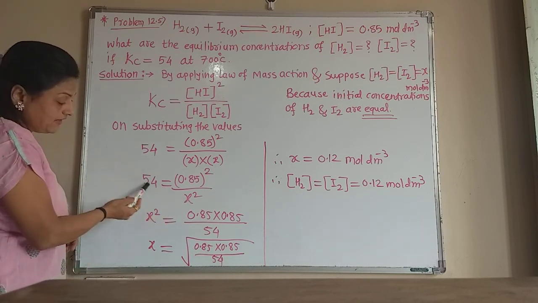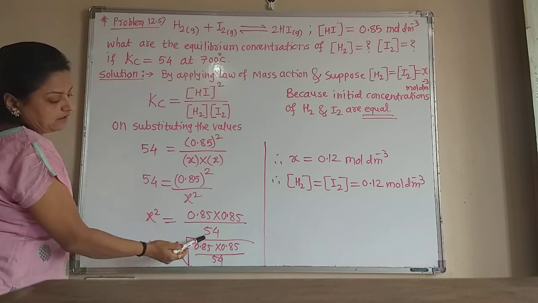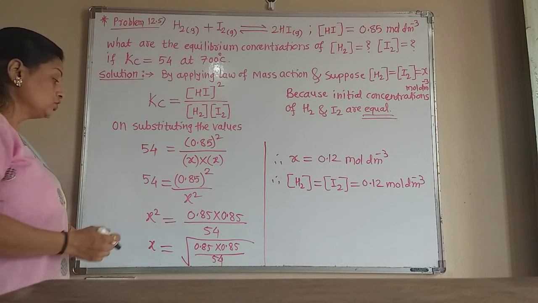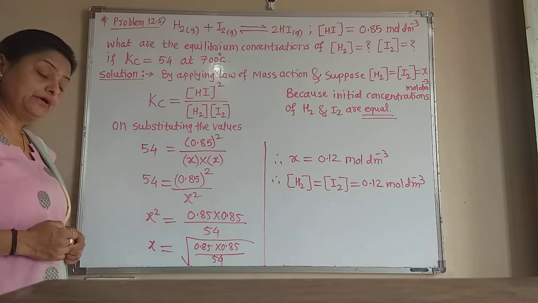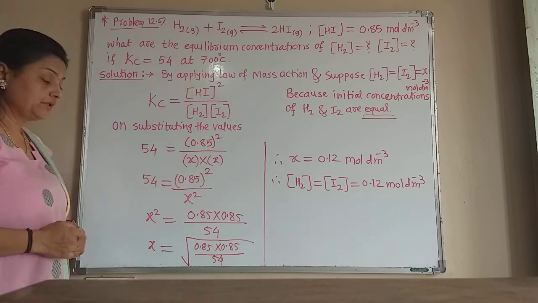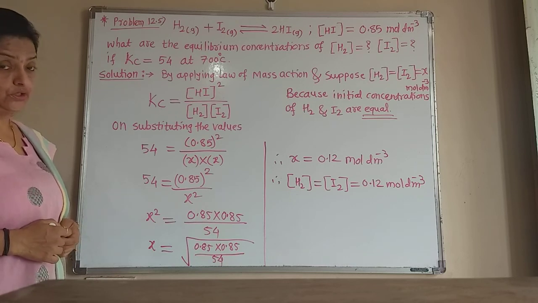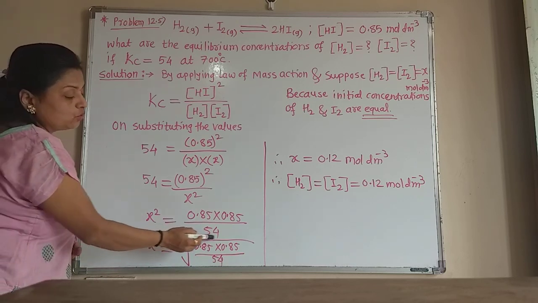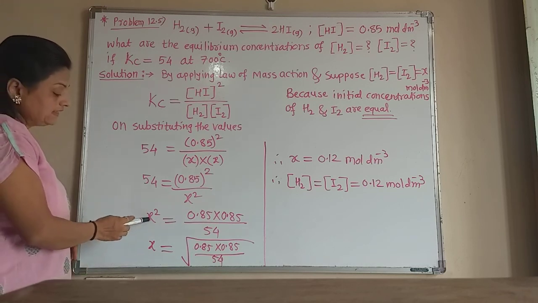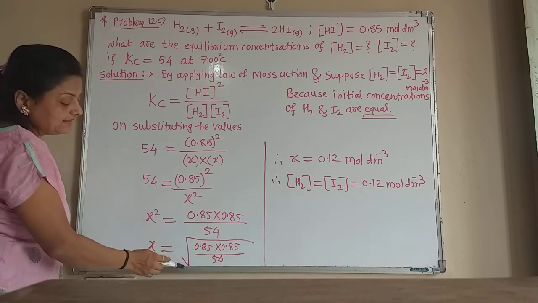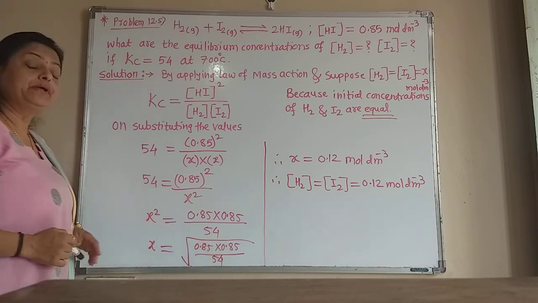So x square goes here, and this 54 gets divided here. So x square is equal to 0.85 into 0.85, because of the square, divided by 54. But we want x only. So by taking the square root of both sides, here is only x and here is the square root of 0.85 into 0.85 divided by 54.